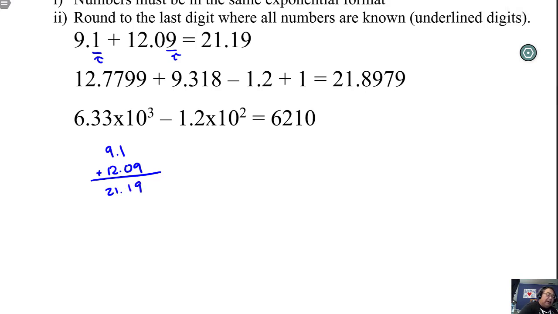Now, I know the 2 and the 1, because that's what I get from the 9 and the 12, right? And I know that this is a 1 and a 0, so this is 1. This 9 is actually an uncertain digit. It's actually more uncertain because I don't know what this digit is. It wasn't written, so it wasn't measured. It could have been a 4.